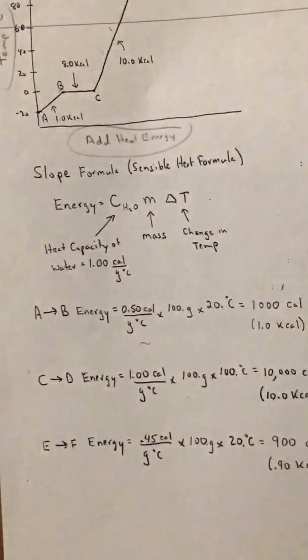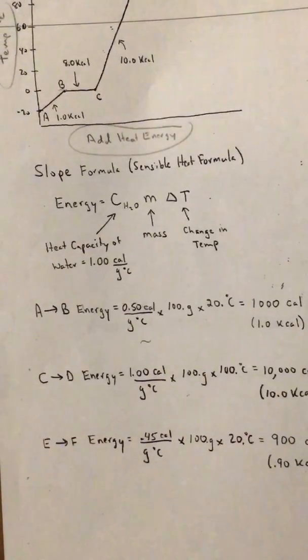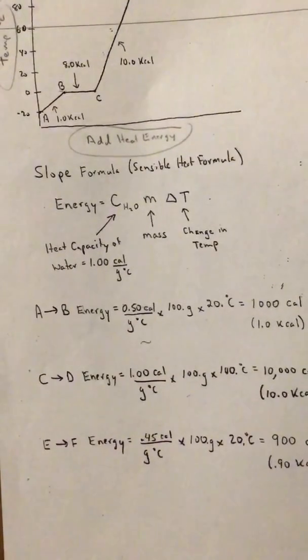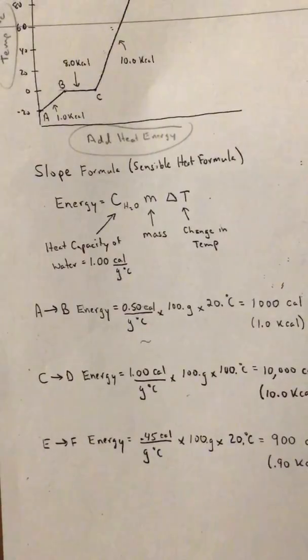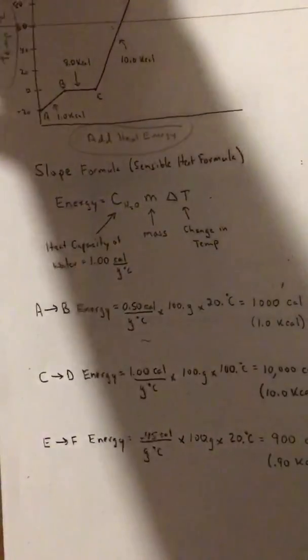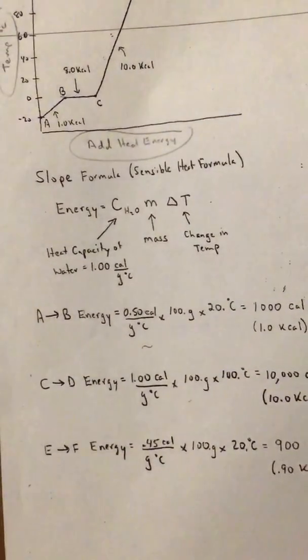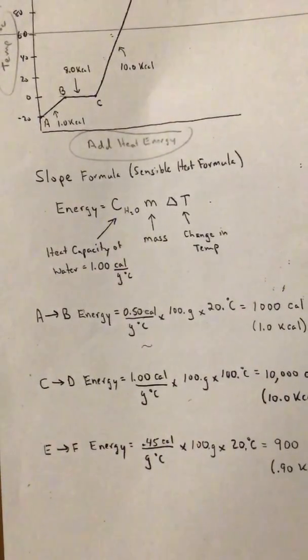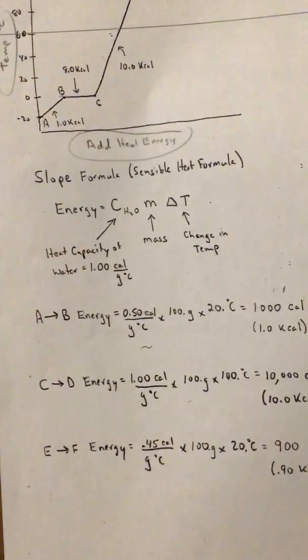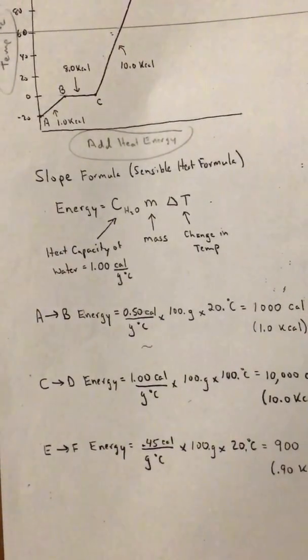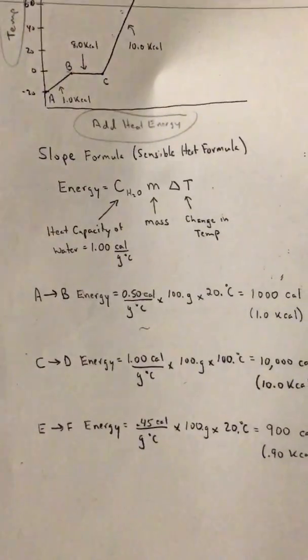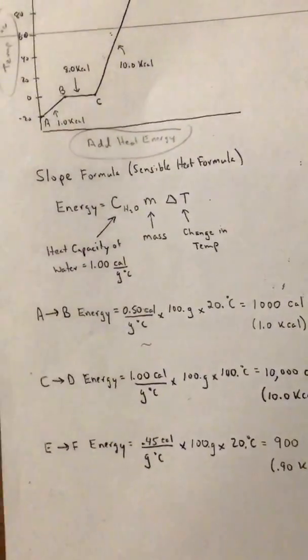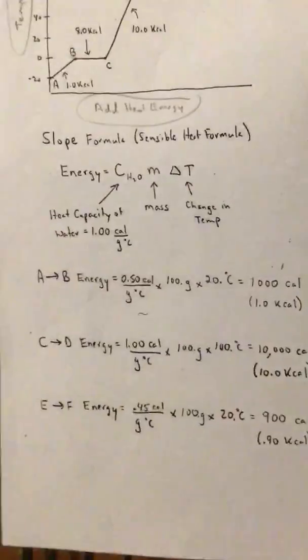So energy equals Cm triangle T. When I'm going from A to B, I'm going from -20 to 0 degrees, so there's a 20-degree temperature change. The heat capacity for ice is 0.50 calories per gram degree Celsius, and I have 100 grams of ice. Notice I multiply these things together. That gives me 1,000 calories, which would be 1 kilocalorie.